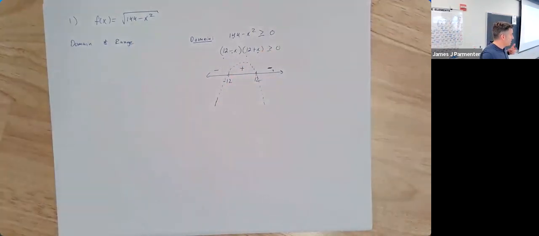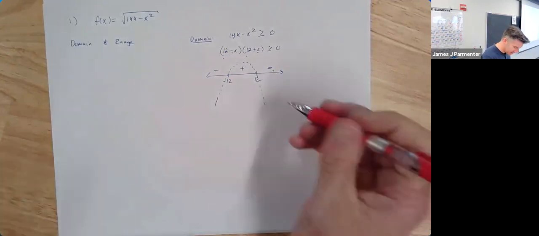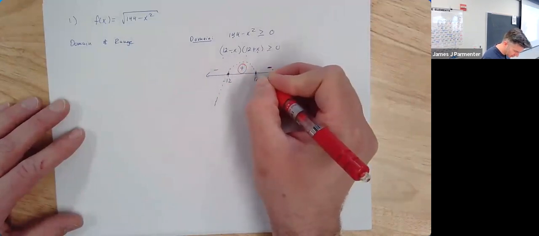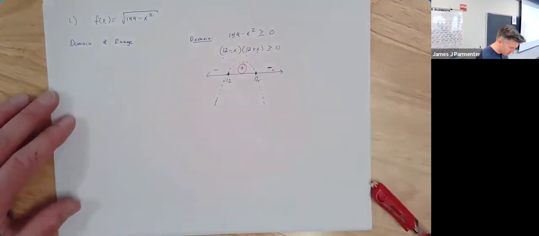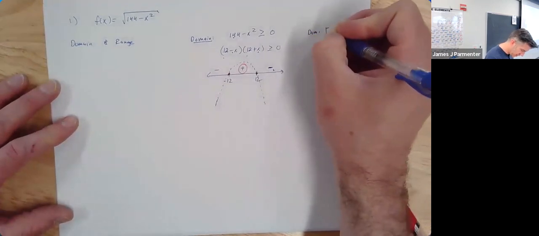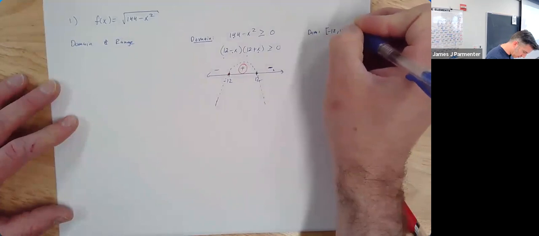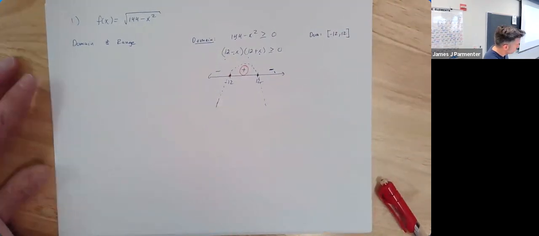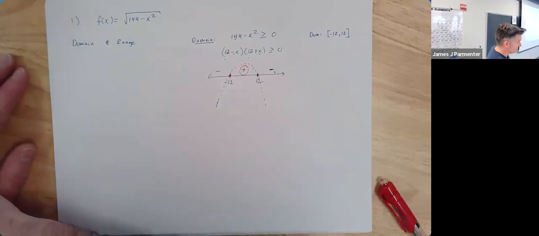So we only want the positive parts though, right? Negative is not okay if it's inside a square root. So we just want the positive parts and the zero parts. So our domain here is going to be everything between negative 12 and positive 12 inclusive. Now we're going to try and graph it.